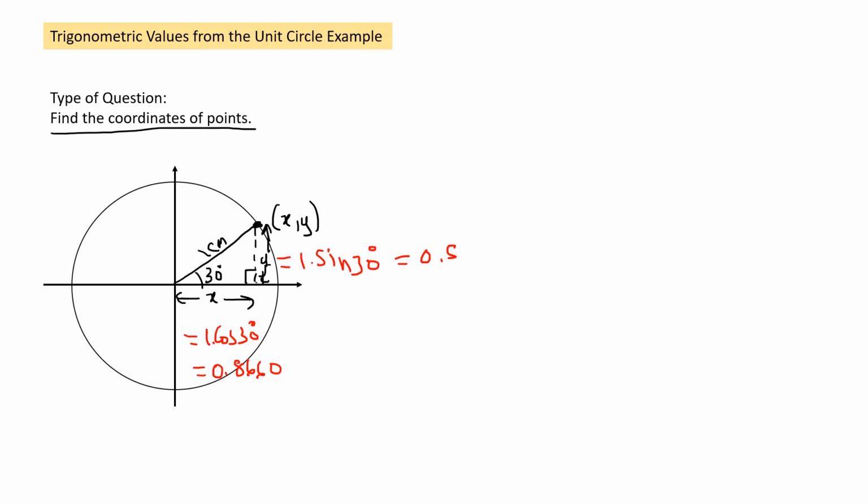Therefore, the coordinates are x equals 0.8660, y equals 0.5.